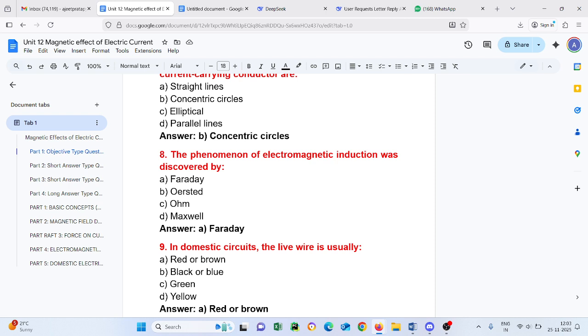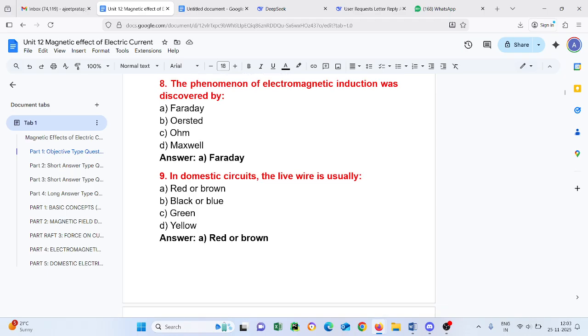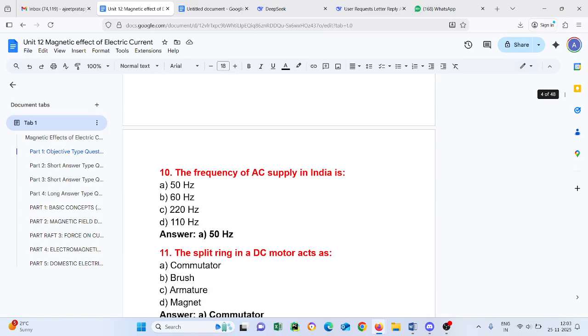Question number 9: in a domestic circuit, the live wire is usually red or brown, blue or black, green, or yellow. In a domestic circuit, the live wire is usually red or brown. Question number 10: the frequency of AC supply in India is 50 Hz, 60 Hz, 220 Hz, or 110 Hz. The answer is 50 Hz.